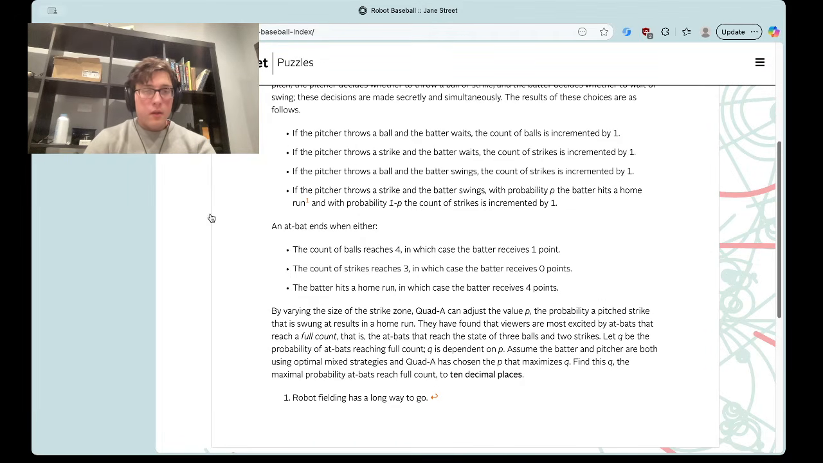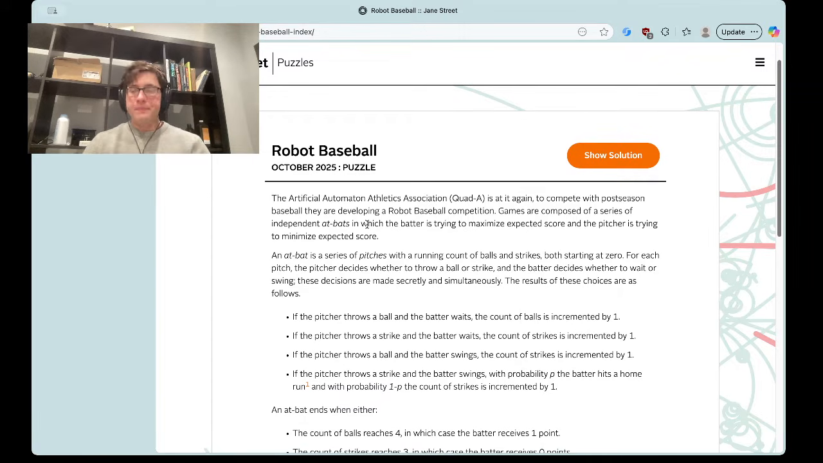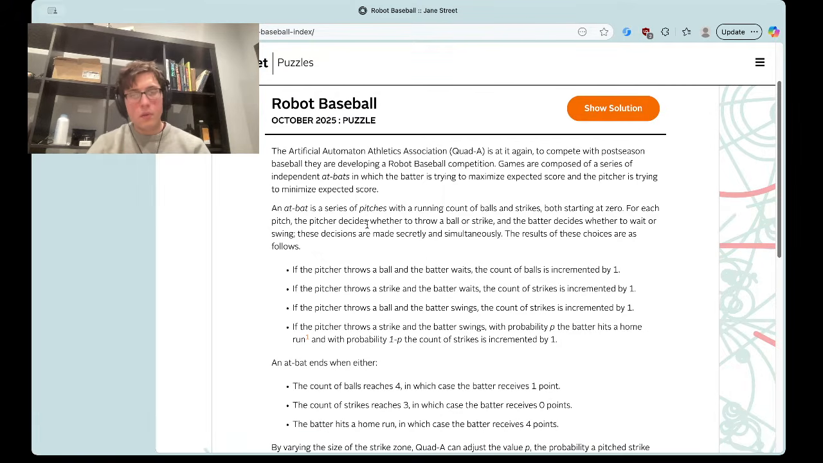Hello, everybody. Today I'm going to talk about the Jane Street robot baseball puzzle. This is the October 2025 puzzle, and my name is not on the leaderboard, but I did manage to solve it, but I had a mistake. So after looking at the solution and fixing my code, I got the correct solution. So I think it's worth going over how I solved it.